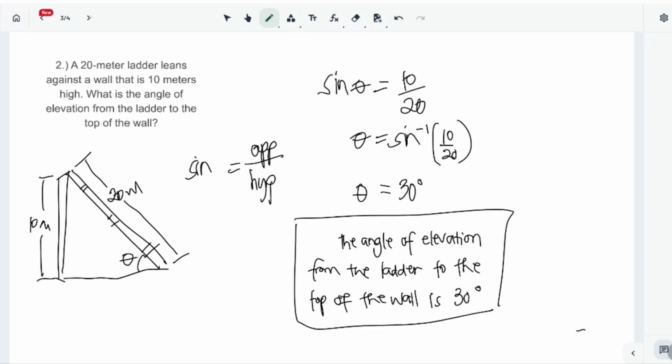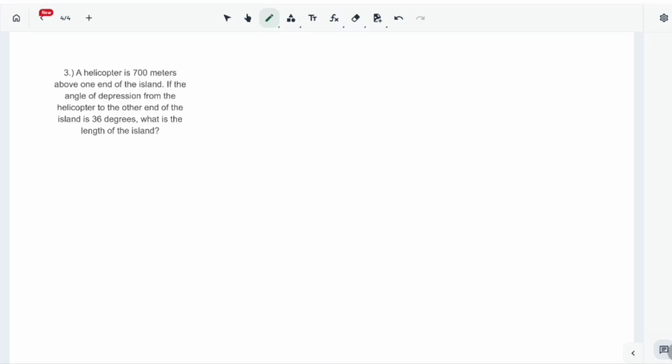Okay? Last example para mas marami po at makasanayan natin. So a helicopter is 700 meters above one end of an island. So let's draw an island here. Alam ko mas maganda kayo mag-drawing, kaya kaya nyo yan. So if that is the island, then we'll have the helicopter. Tiyaga na lang. Yan, sinatsaga ni sir talaga yung drawing. Kaya nyo din yan.